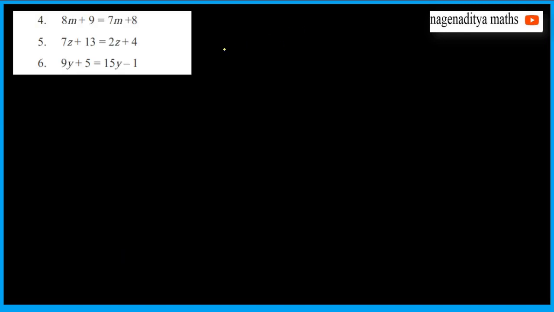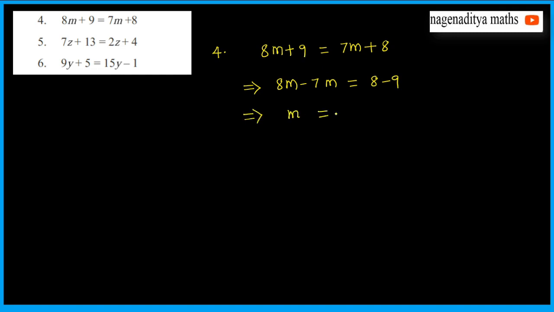Next, fourth one. 8m plus 9 is equal to 7m plus 8. So this implies write the m terms in one side. We get 8m minus 7m is equal to 8 minus 9. Okay. 8 minus 9. This implies 8m minus 7m, that is m is equal to minus 1.